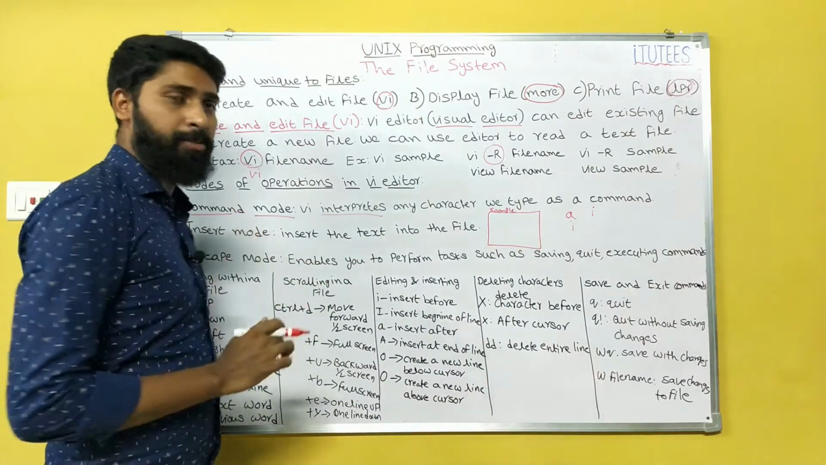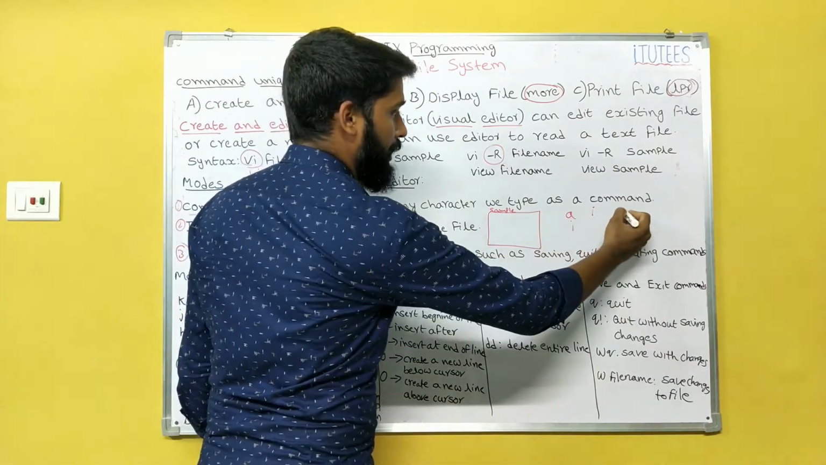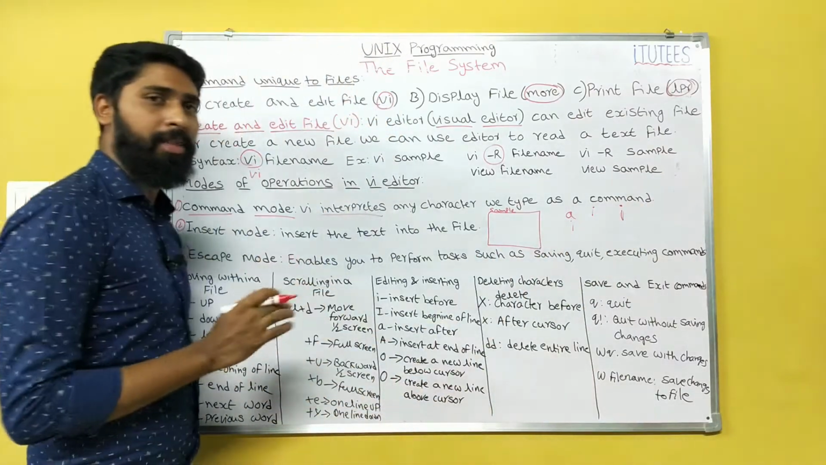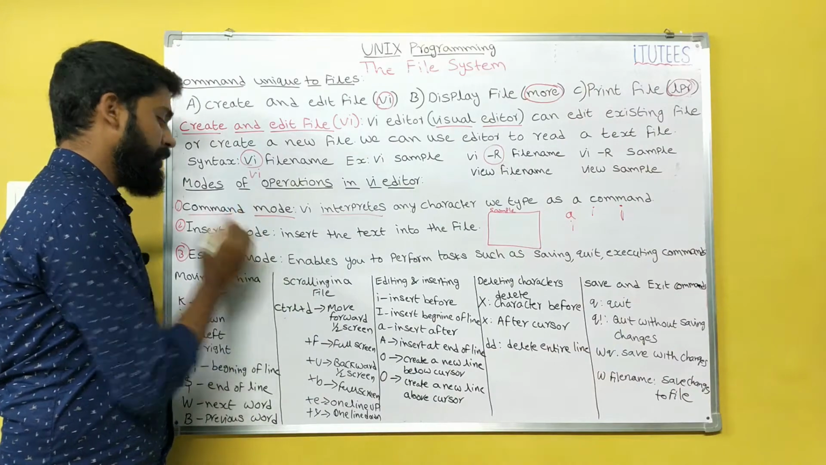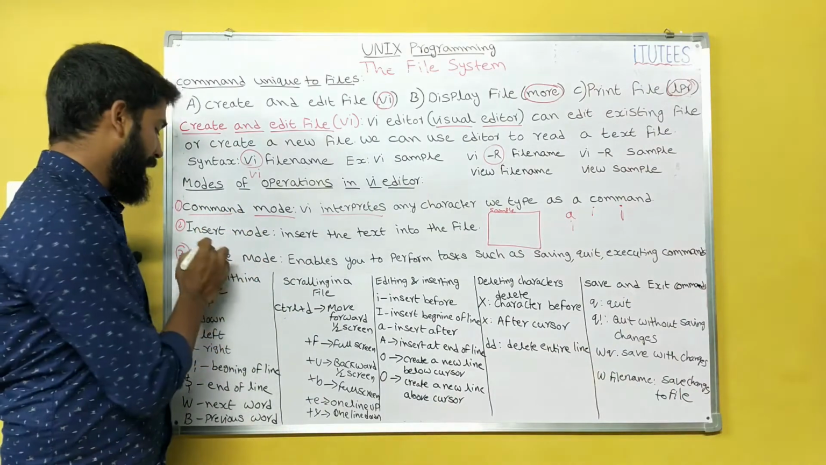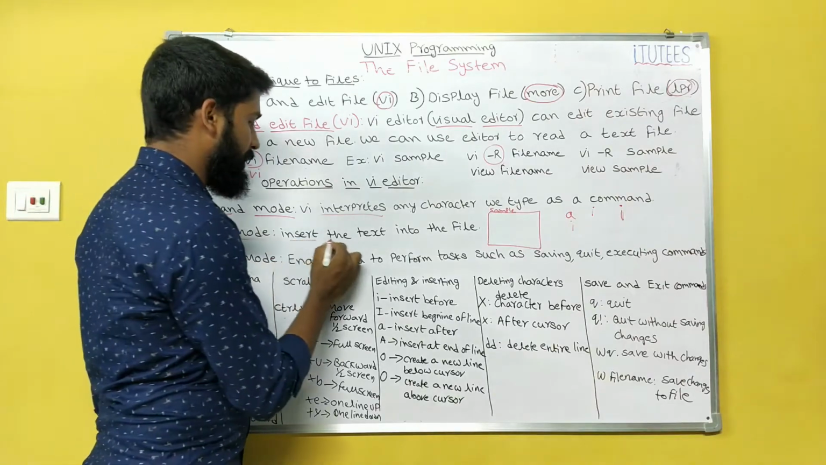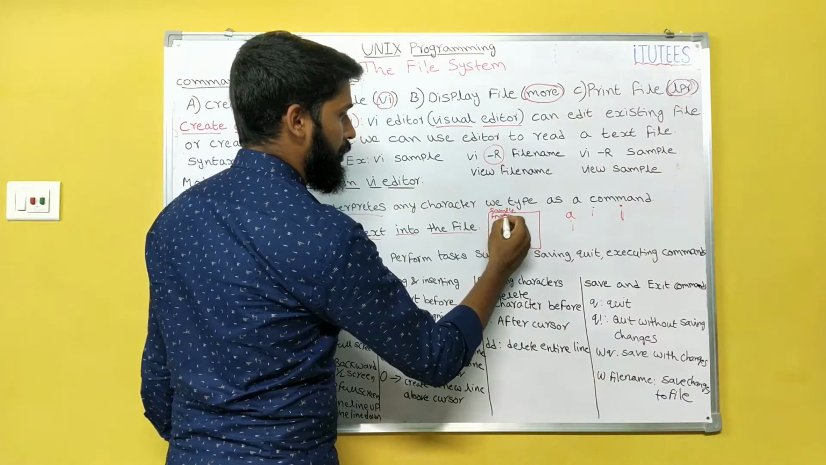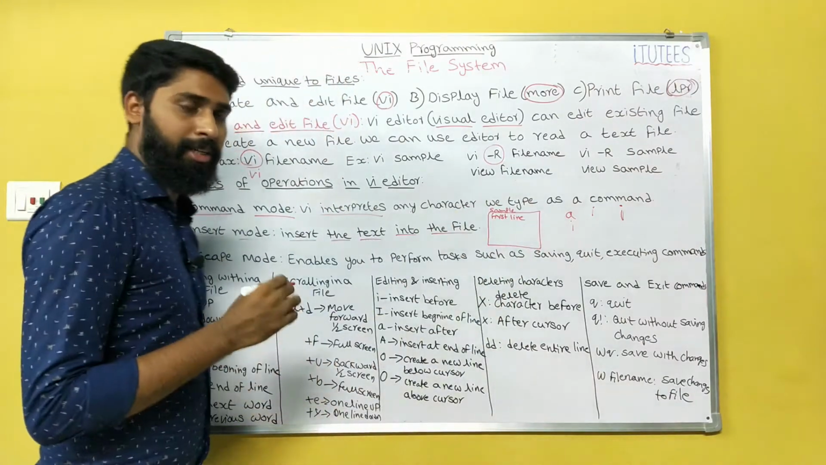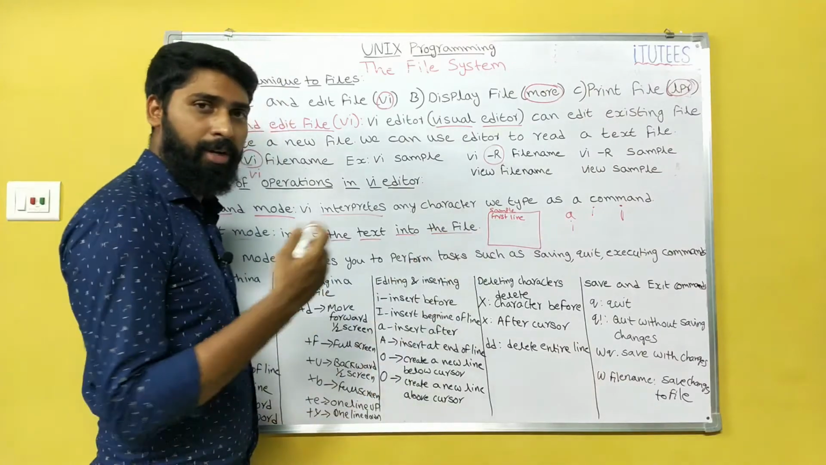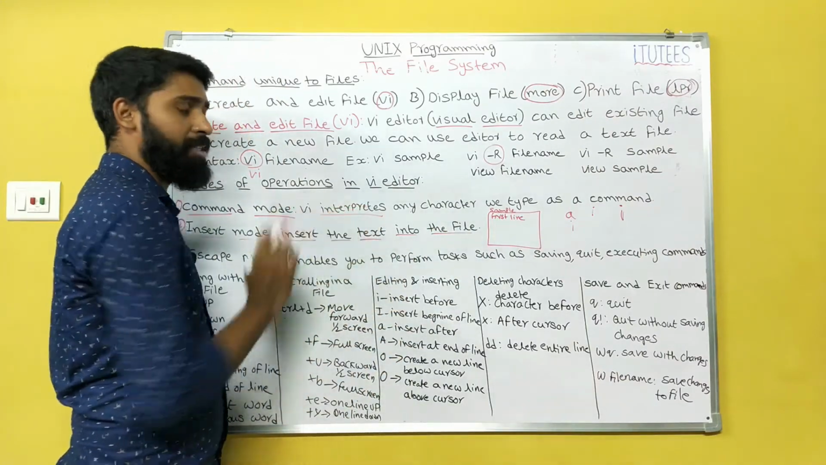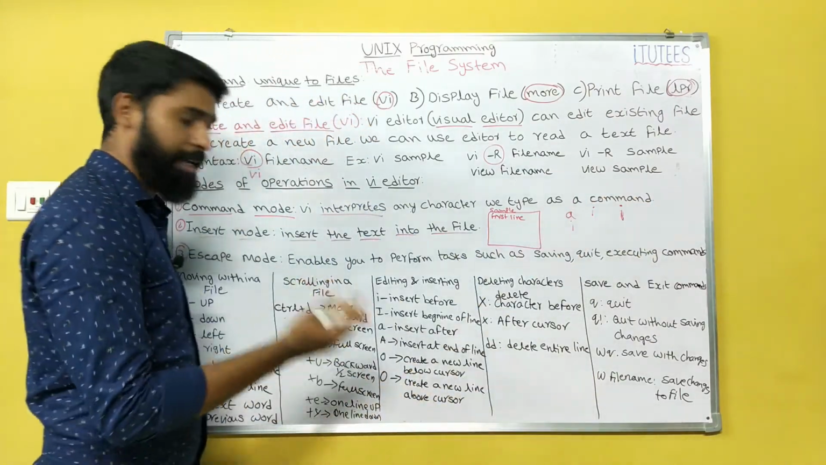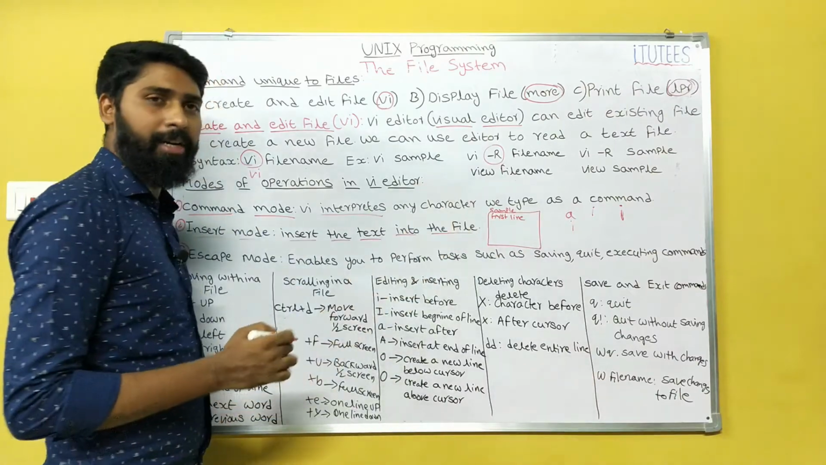How do I enter insert mode? Give the command small i. If I give this small i, then the mode is changed from command mode to insert mode. What is insert mode? In insert mode, you are going to insert text into the file. For example, I want to give the first line. At the time of opening, the file is empty and whatever you type is accepted as a command only. So you give i as the command. i means insert. Now you can insert the data, the first line.